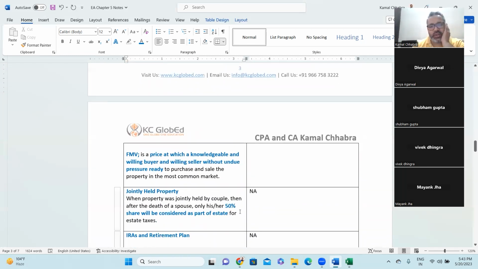Fair market value. What is fair market value? Fair market value is the price at which a knowledgeable and willing buyer and willing seller, without any undue pressure, are ready to purchase and sell the property in the open market. You can purchase or sell the property in the open market without any pressure, without any undue influence. What is undue influence?